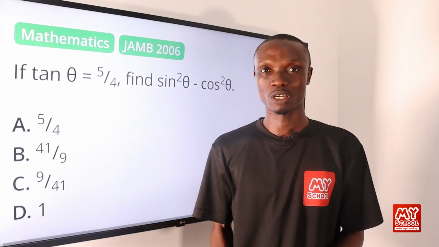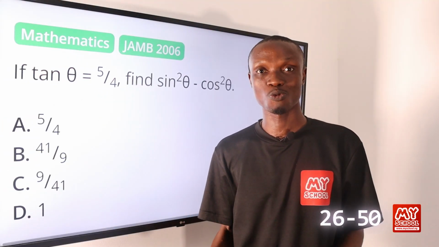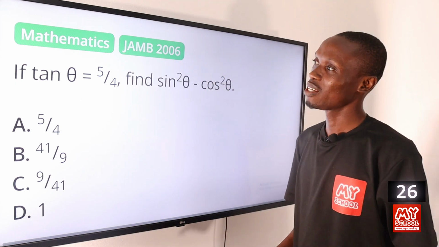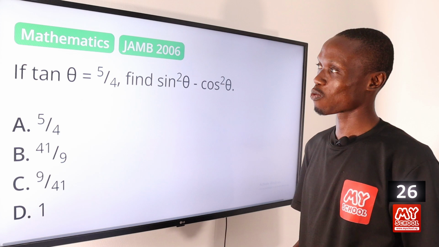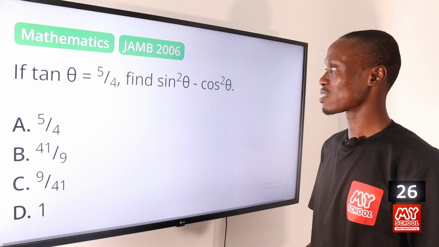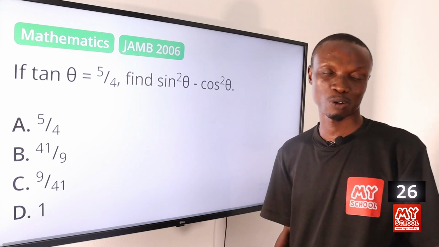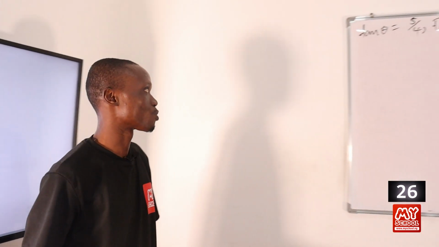In today's video, we shall be solving question 26 to 50. So let's begin with question 26. If tan theta is equal to 5 over 4, find sin squared theta minus cos squared theta. So let's move over to the board to provide answer to this question.